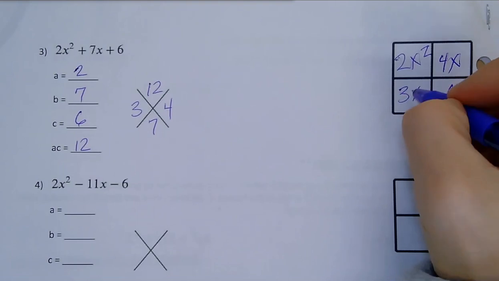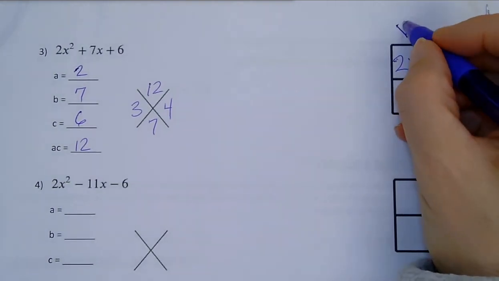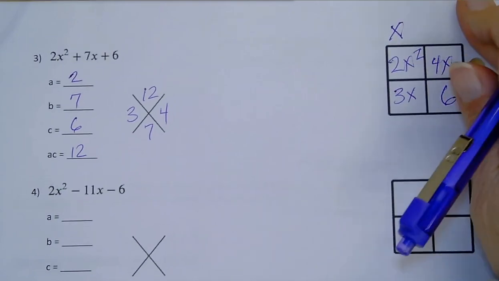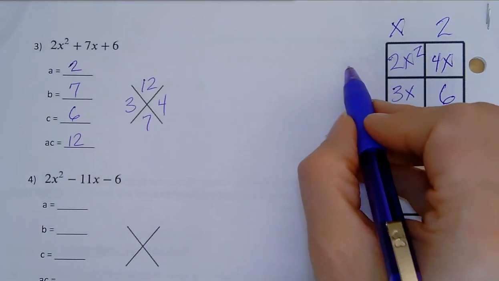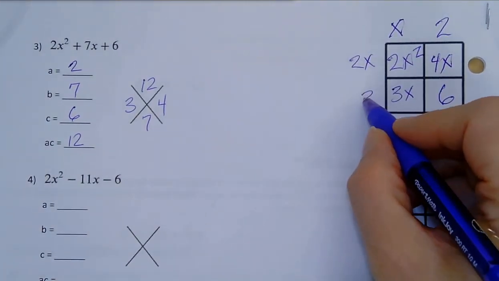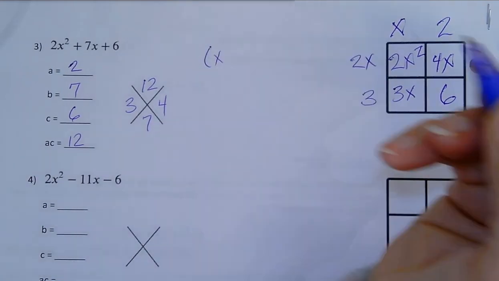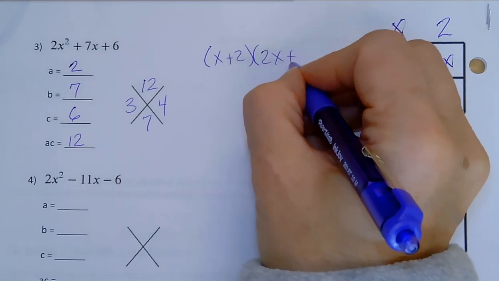Okay, I'm looking for common factors. Between 2x squared and 3x, I can just take an x. Sorry, I'm smearing ink over here. 4x and 6, I can pull a 2. Left to right here, I'm going to pull out 2x. And left to right here, I get to pull 3. I believe this is my answer, x plus 2 times 2x plus 3.